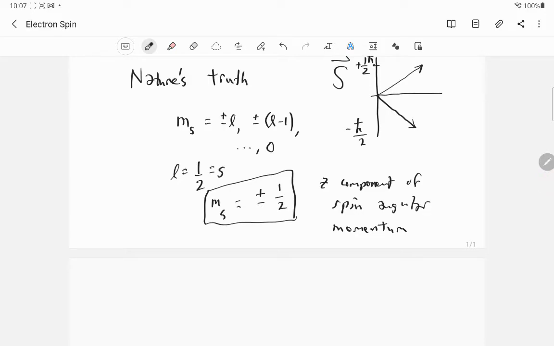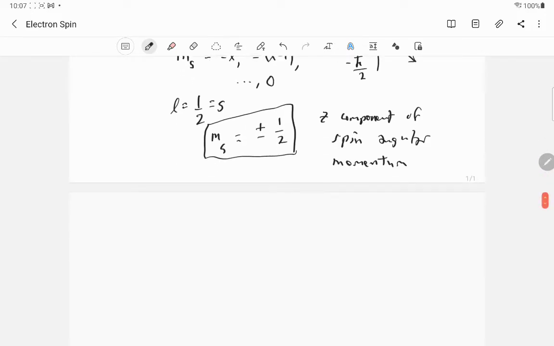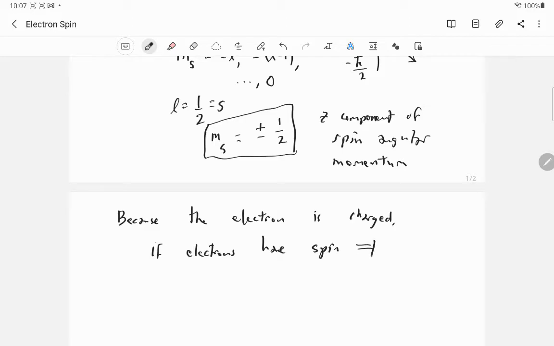All right. So one last comment is, because the electron is charged, if electrons have spin, then this means electrons have magnetic dipole moments.